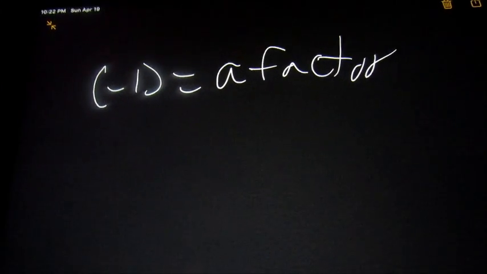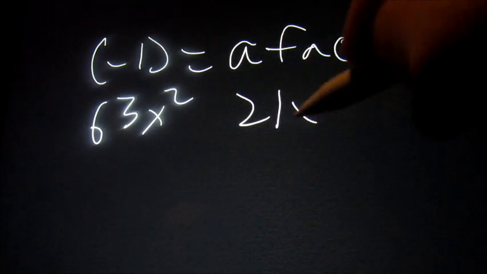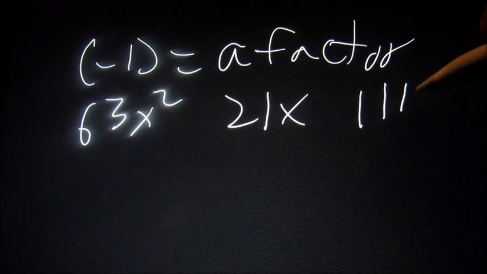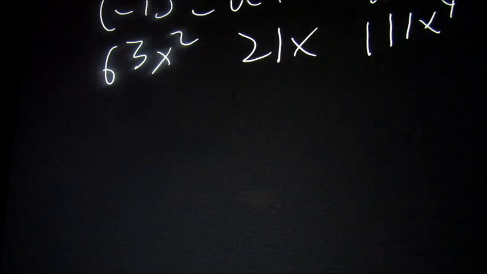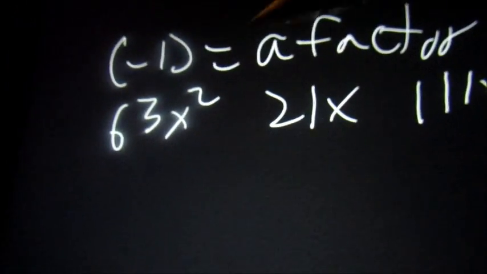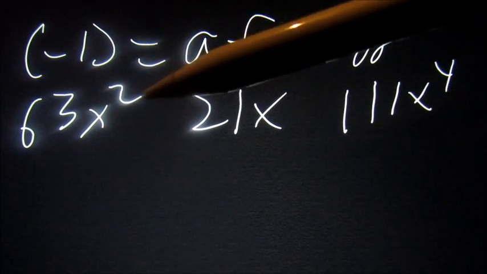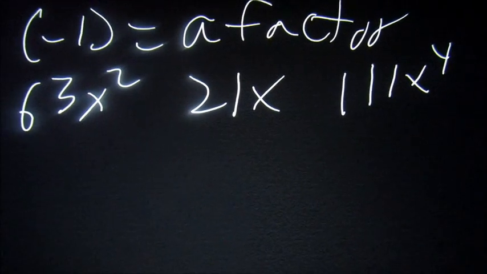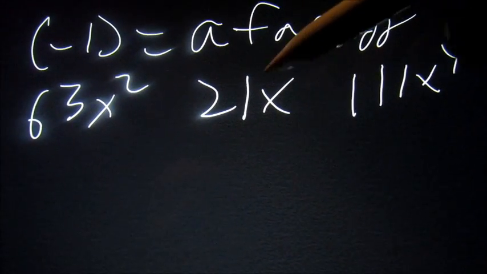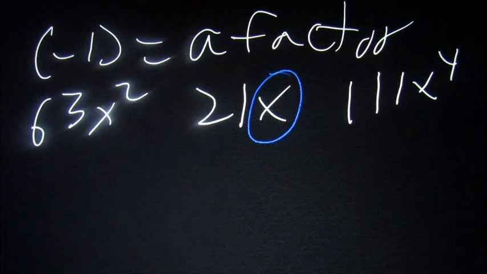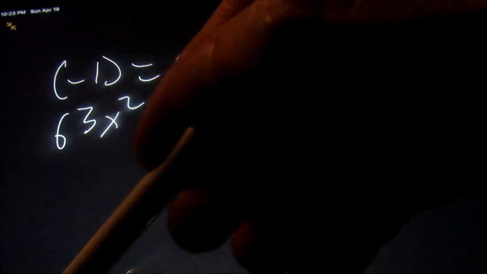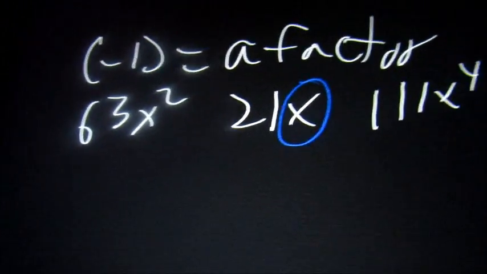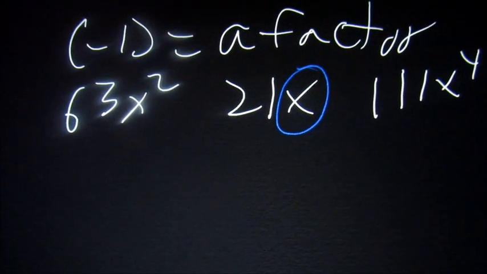So let's just look at 3 terms. 63x squared, 21x, and 111x to the 4. So I'm going to do the exponent part first, or the variable part first. So what we're going to do is look at them. We have x to the 2, x to the 1, and x to the 4. So here, just x to the 1 is the greatest common factor, because x will go into x squared and it will go into x to the 4.